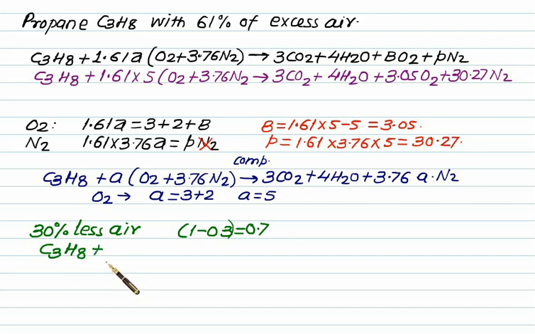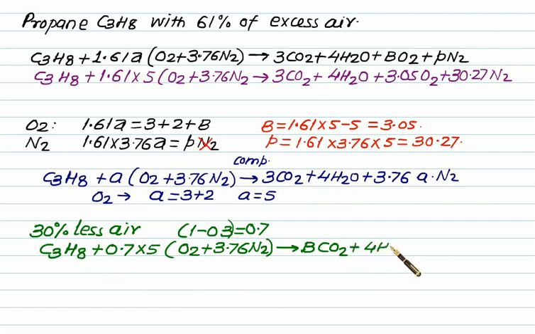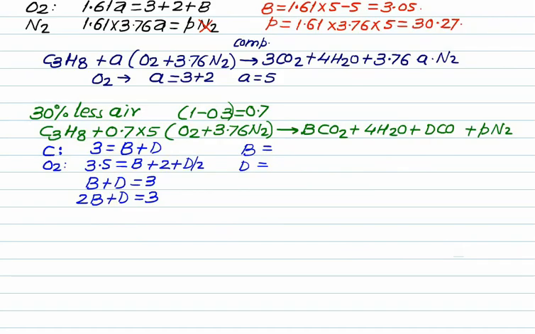So we get C3H8 plus 0.7 times 5. Already we know this value for complete combustion is 5, so I will write 5 as the O2 coefficient, plus 3.76 N2. I know that there is incomplete combustion, so 100% conversion of carbon into carbon dioxide is not possible and I don't know how much carbon dioxide will be produced. The hydrogen will burn completely, giving 4 times H2O. We have an additional quantity here, carbon monoxide, so let's say we have D CO. Oxygen will not be present, since we already have less air. So here we have to find the value of B, the value of D and P.